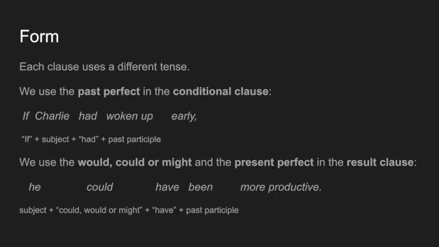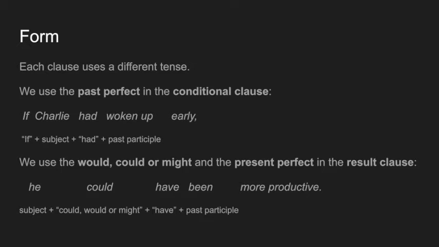Let's continue with the form. It says each clause uses a different tense. So depending if we are talking about the if clause or the result clause, they're going to use different grammar. We use the past perfect in the conditional clause. So whenever we have if, we're going to use the past perfect. For example, again, if Charlie had woken up early. So this sentence is using the past perfect.